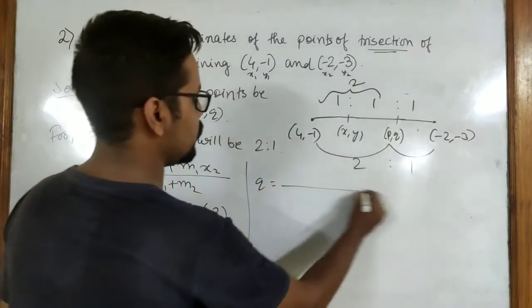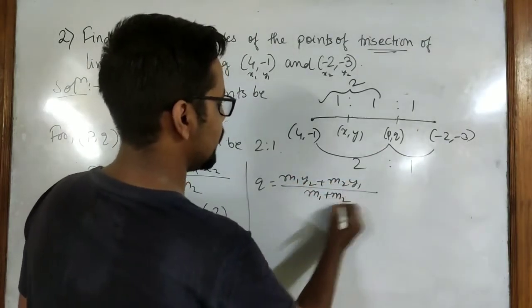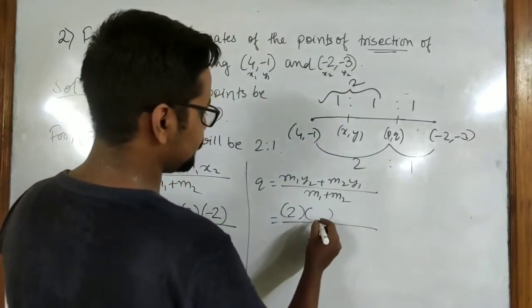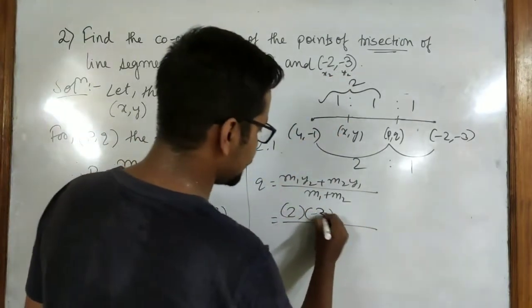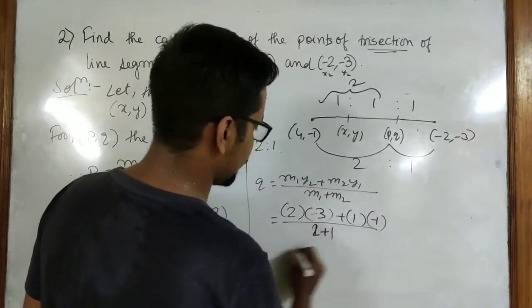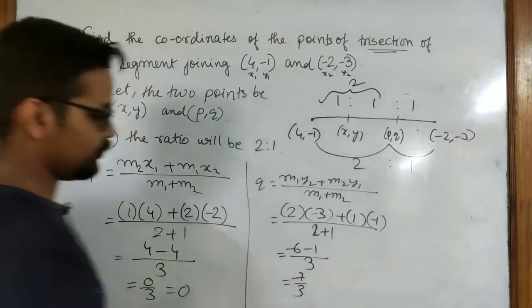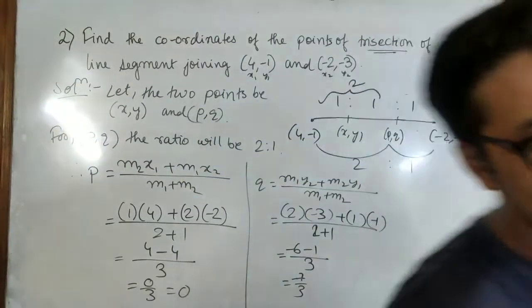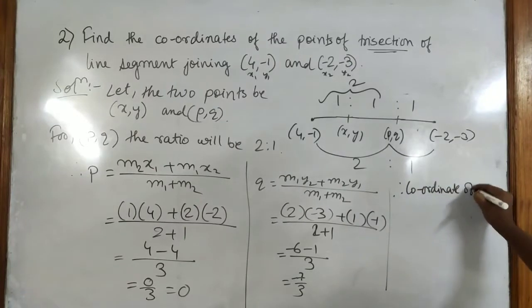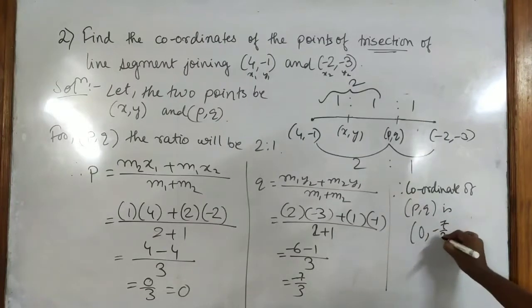Similarly Q will be equal to that very formula, m1 y2 plus m2 y1 by m1 plus m2. So what is m1? m1 is 2. What is y2? y2 is minus 3, plus m2 is 1 and y1 is minus 1, by 2 plus 1. So it is minus 6 minus 1 by 3. So it is minus 7 by 3. So the required coordinate of P comma Q is 0 comma minus 7 by 3. So therefore, coordinate of P comma Q is 0 comma minus 7 by 3.